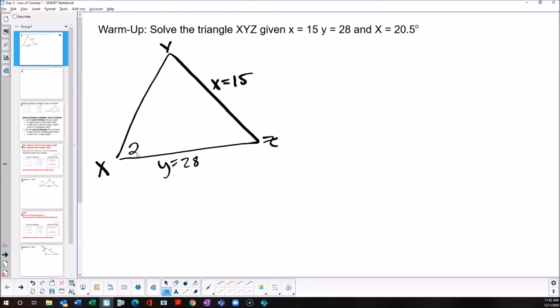And x is 20.5. All right, so how do I know I have to use law of sines? I know that's all you know how to do yet, but you're given a side and an angle, a side and the opposite angle. You have a pair, they go together, right? And in this case, you're only given one angle.